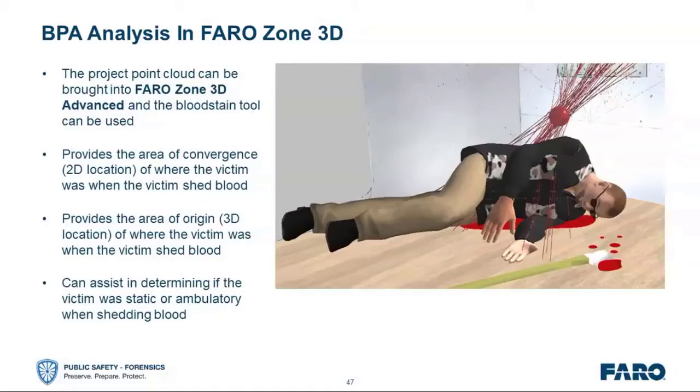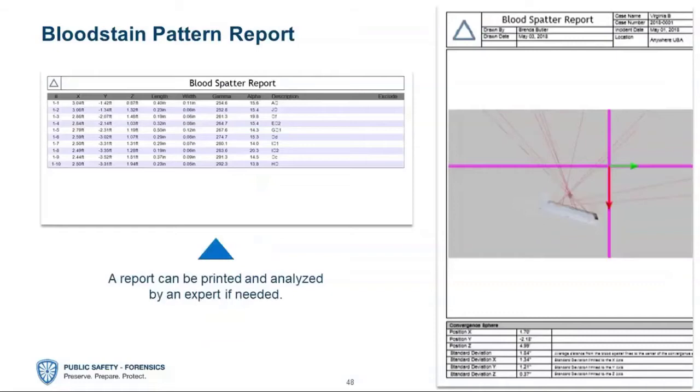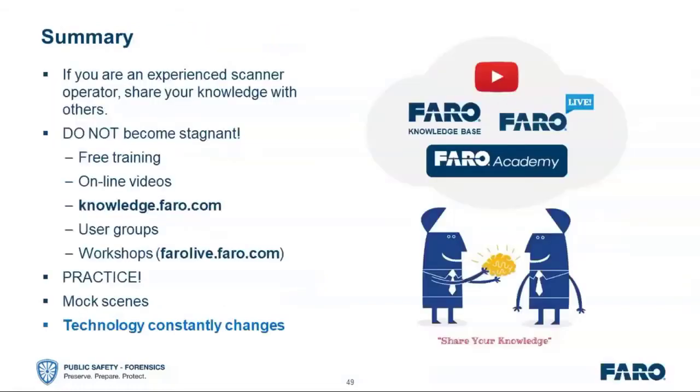And when you bring that into the FARO software, it can provide you with the area of convergence, which is your 2D location, and your area of origin, which is your 3D location, and can assist you in determining if the victim was maybe static or ambulatory, or was the victim sitting, standing, or lying down. This also generates a report, and all of it can be validated. And there are validation reports in the FARO software under FARO Assist that you can click on. But this can also be printed and sent to an expert to analyze if it's needed to do so.